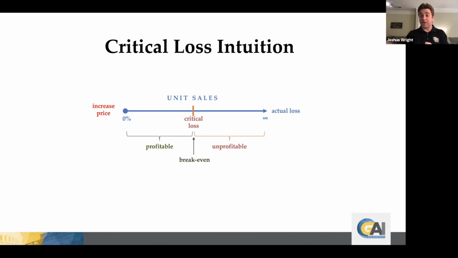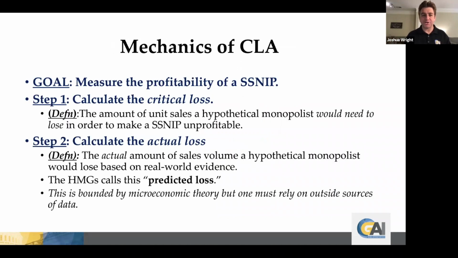If the actual loss is greater than the critical loss, it means the price increase is unprofitable, right? That's where we're going, the same as the HMT logic, right? We're calculating the profitability of a SNP, just like the HMT. We calculate step one, calculate the critical loss. This is the amount of unit sales a hypothetical monopolist would need to lose, right? And we normally do this as a matter of theory, right?